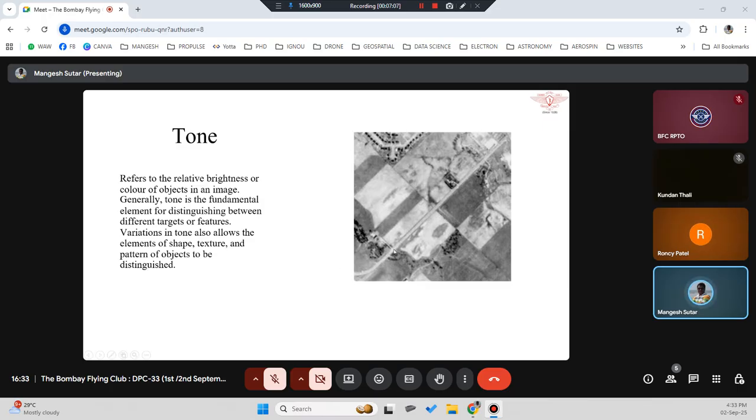So here you can see the image. Different ground will give you different color or variation in the tone. You can see the road is going, and then you can see some open fields, trees, and certain structures being made here. Depending upon the image, it will vary and change. So this is just an example to show what tone means. Variation in tone allows elements of shape, texture, and pattern of objects to be distinguished.